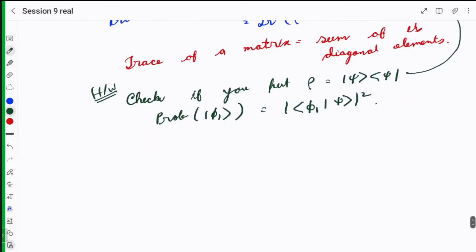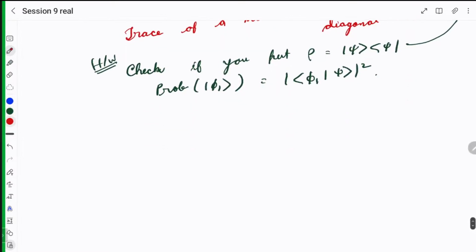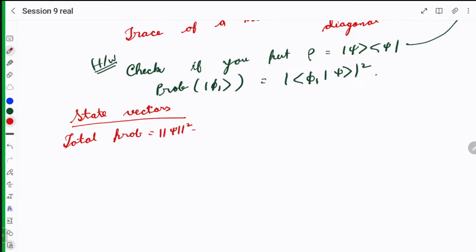Okay, if not, now let's see what the total probability will be in this case. So in the case of pure states, or let me say for state vectors, which represented only pure states, the total probability we had seen was represented by the norm of psi whole squared, and we had set it to 1. Now let's see what it would be in case of test dimension.